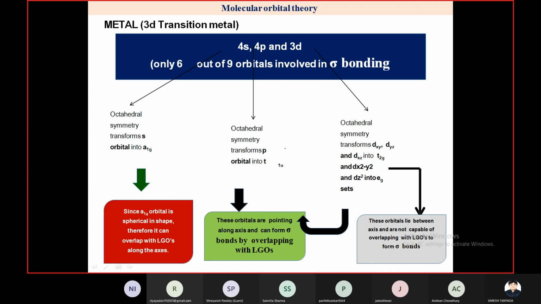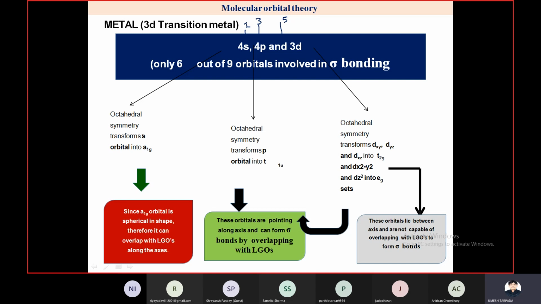Now, which orbitals are responsible for forming sigma bonds out of these three sets? One is 4s, another is 4p, and the 3d orbitals. So out of this set there are 9 orbitals: one 4s, three 4p orbitals, and five 3d orbitals. All these 9 orbitals cannot form sigma bonds. Okay, so let us see which can.